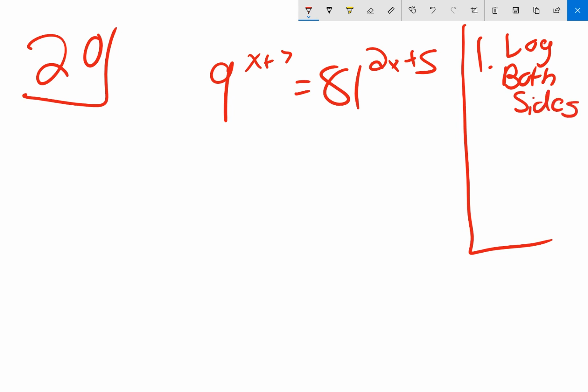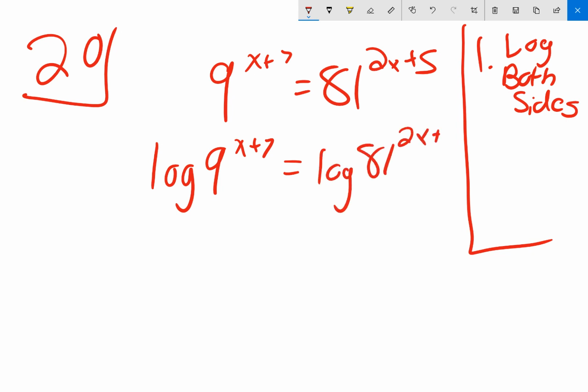So we're going to do this to both sides. We're going to put log on the left. We're going to put log on the right. As long as we do it to both sides, then we're good. So we're still going to have the same equation. Still going to be 9 to the x plus 7 power, but it's going to have a log in front of it. And it's still going to be 81 to the 2x plus 5 power, which is going to have log in front of it. And what that lets us do is move these exponents to the front.